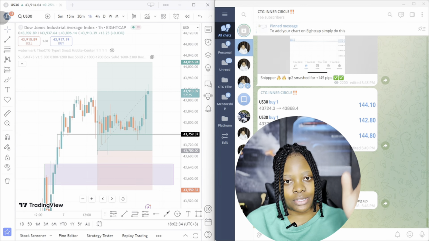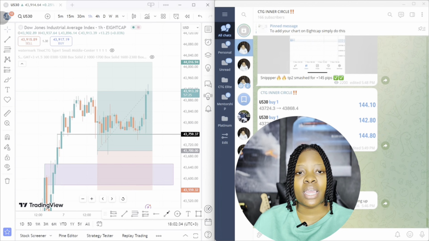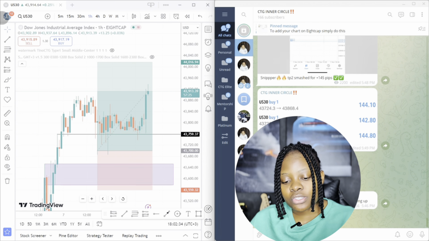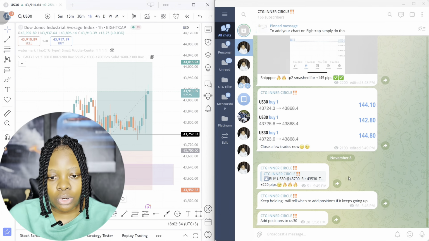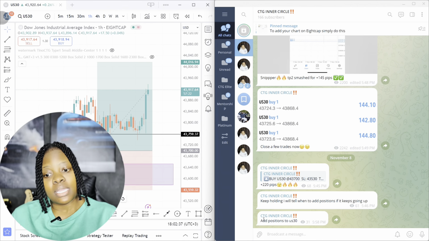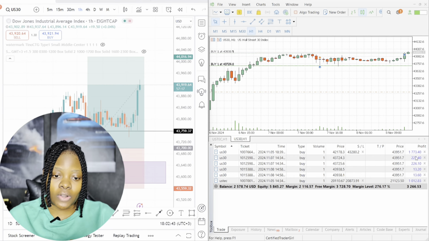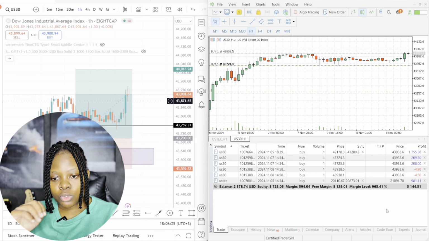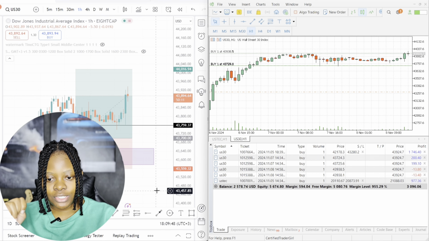To form higher highs, I want to add positions, because I know that if it wants to continue with a healthy trend, it's going to give me new highs. So at that point I told the inner circle to add positions to US30, and at this point I just let the market run with my trades to see where it could actually take us. We did face a little bit of drawdown, as the market was not just going to start moving.